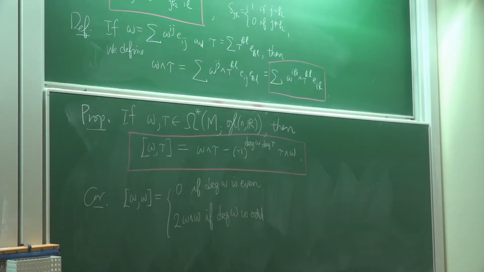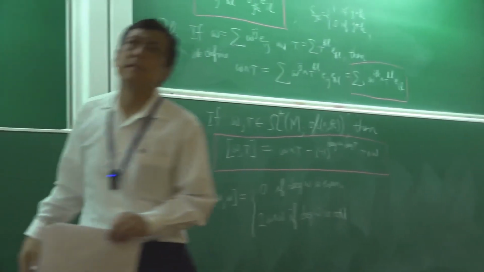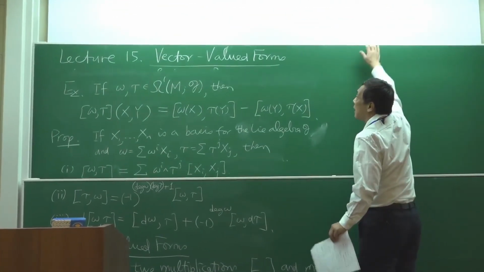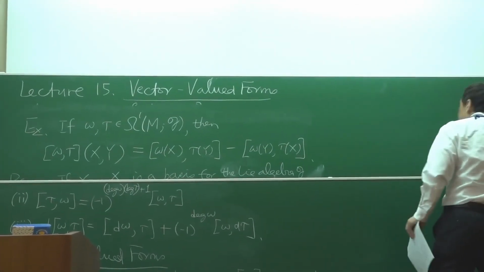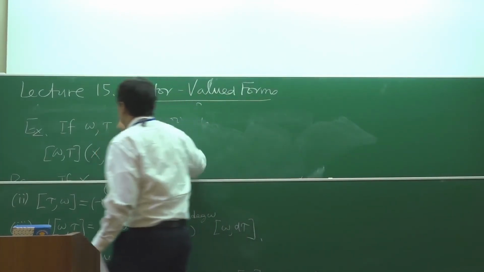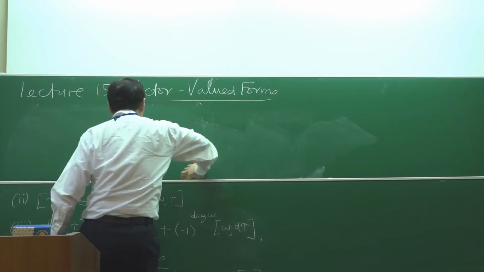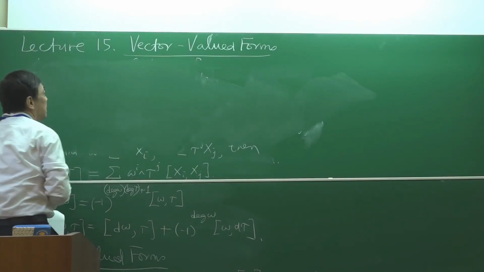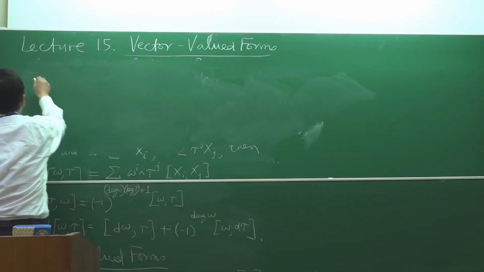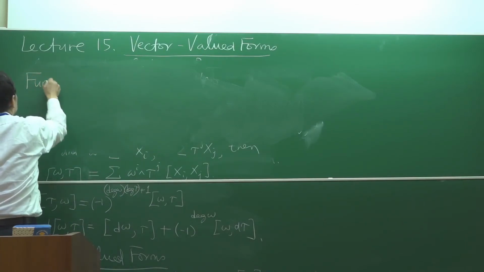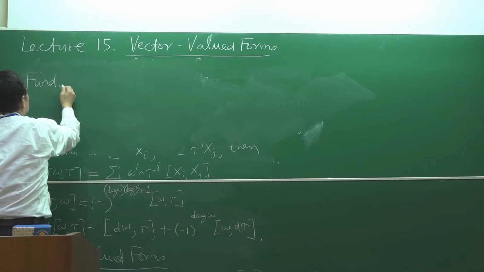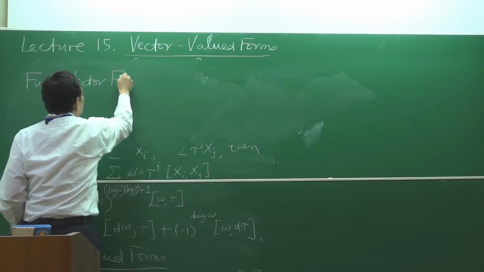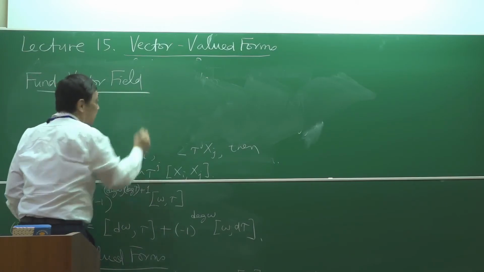Okay, so that's all I want to say about vector valued forms, and we still have 10 minutes. Okay, so now I want to look at principal bundles. Let's see, well, not principal bundle, just a G space where G acts on the right, okay?